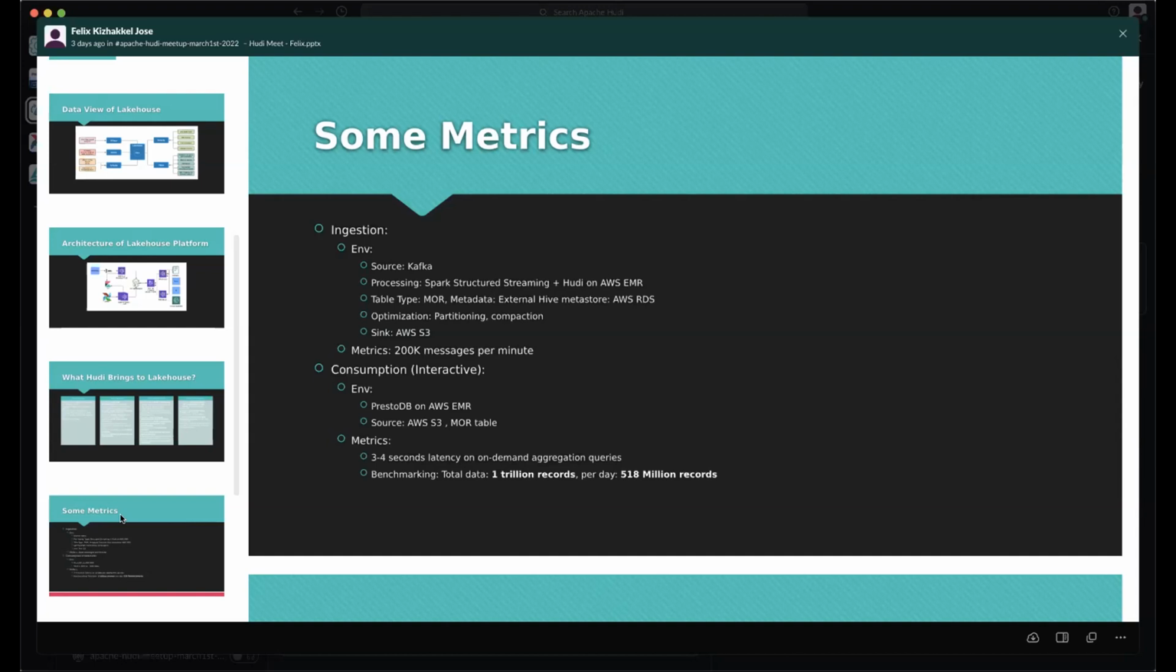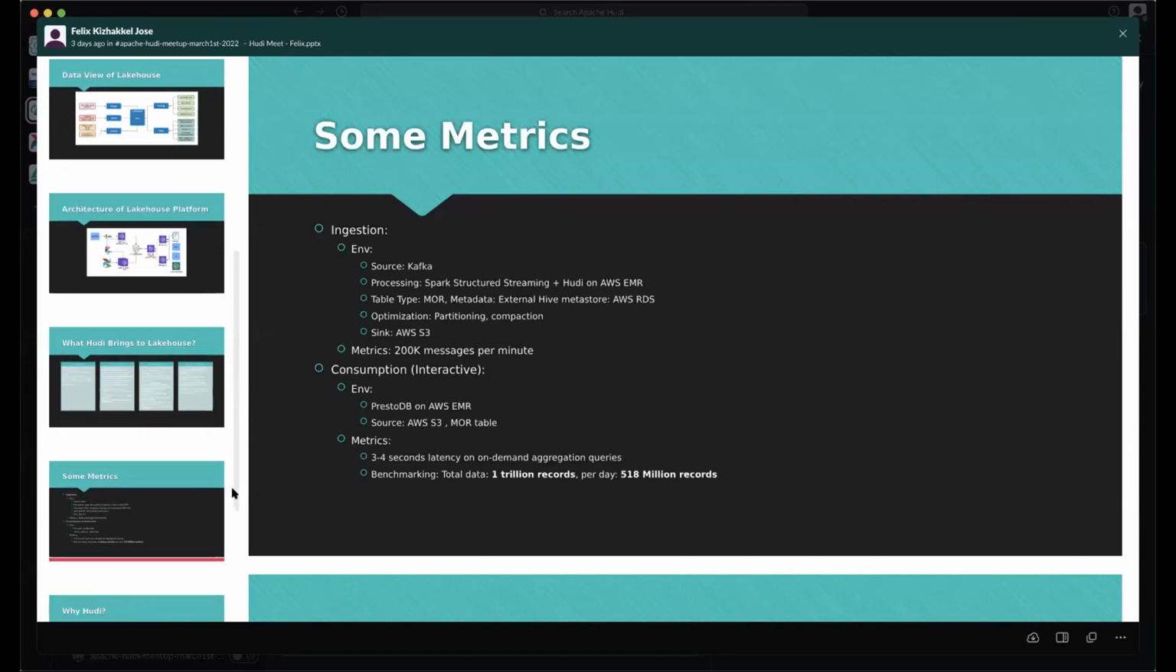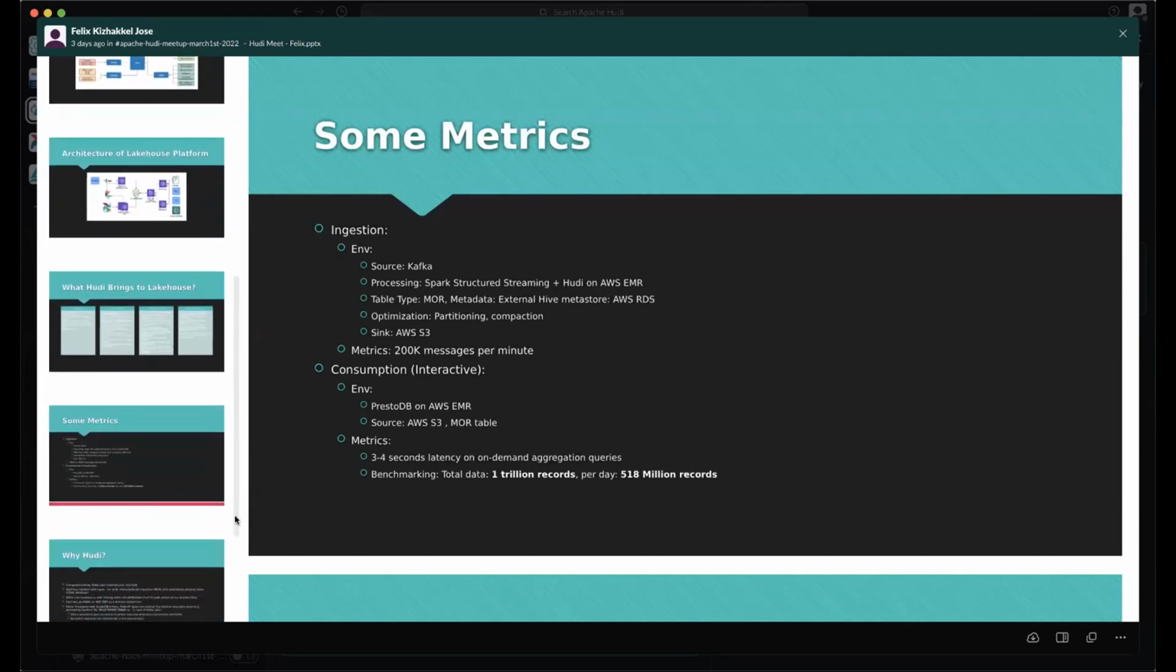From a consumption perspective, for interactive queries, we are using Presto DB on AWS EMR. The source, again, is S3 and the MOR table. Some of the metrics that I can see are a 3 to 4 second latency on on-demand aggregation queries. The benchmarking is done on 1 trillion records, and every day we have 518 million records. This is a small data set I'm talking about, not the biggest one. So we were doing some benchmarking to see the performance and for the evaluation.